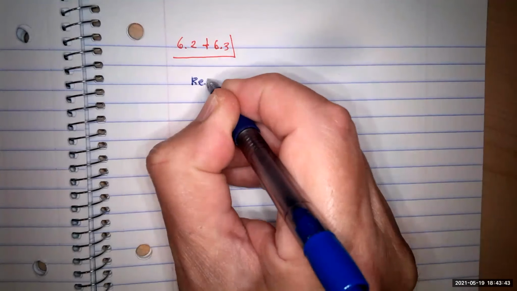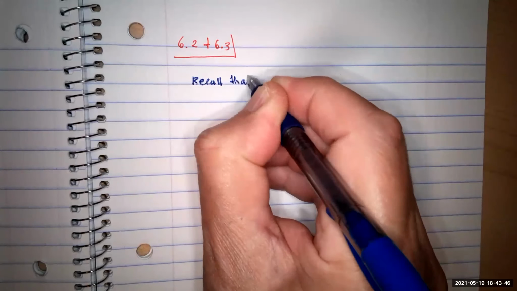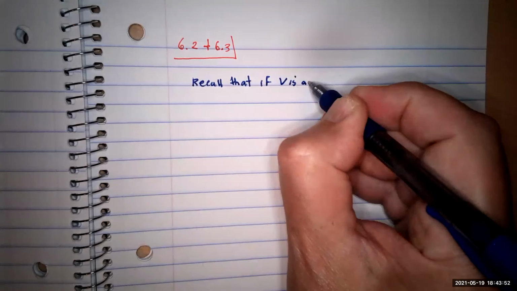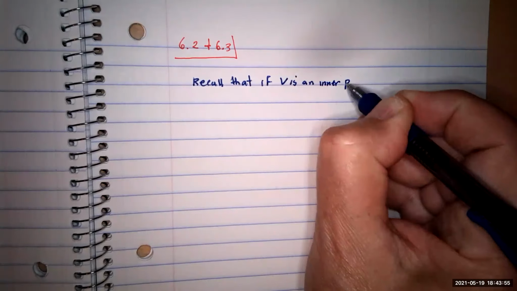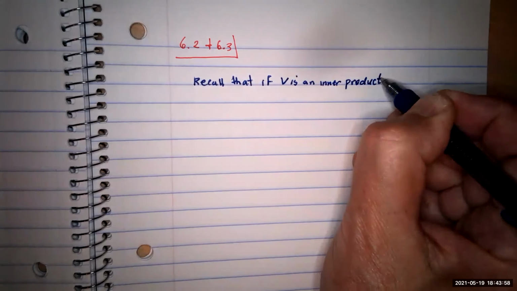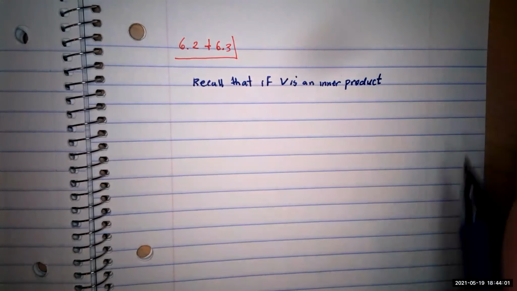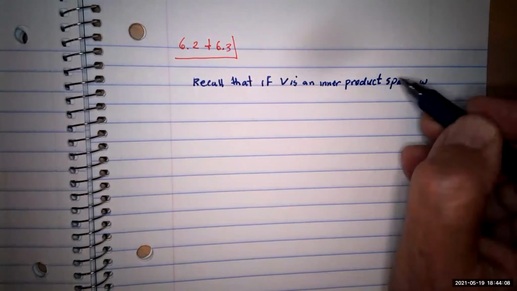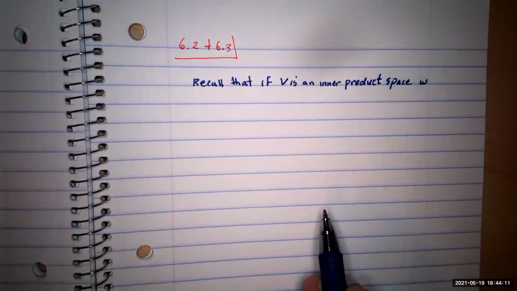So I just remind you what we did. These are just a review of the dot product space, but we need it, and to make sure you remember it. So we just recall that, if let's say V is now an inner product space, a vector space plus that inner product, okay, it's going to be an inner product space with, of course, an inner product.